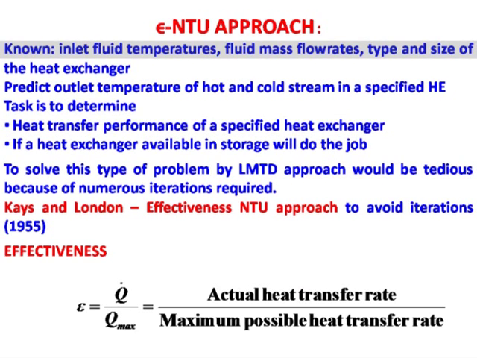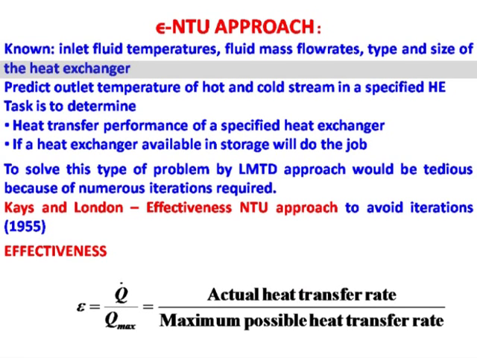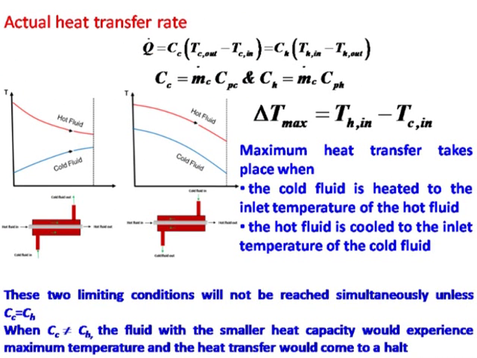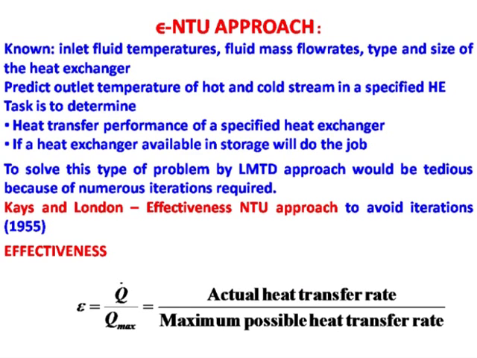The inlet temperatures of the two fluids are known, mass flow rate, specific heats, and type and size of the heat exchanger of course are known. Our idea therefore is to predict the outlet temperature of the hot and cold fluid, and also to see whether this is going to satisfy our application. This problem of course can be solved by LMTD, but it is going to be an iterative approach. So, we define two or three quantities, and then we will proceed further with the derivation. The first quantity of interest is the so called effectiveness. What is this effectiveness? It is the actual heat transfer rate, that is what you calculate.